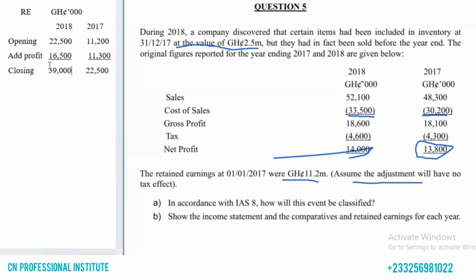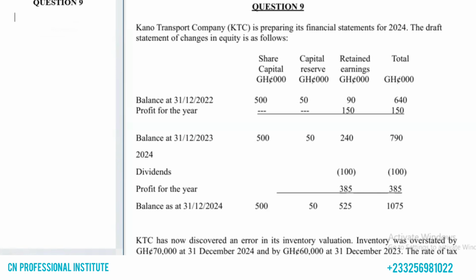So that's it. Opening for 2017 was 11,200. Then we added the net profit for 2017, 11,300, and we got 22,500. And then we brought it here because the closing for 2017 becomes the opening for 2018. So we brought 22,500 as the opening for 2018. Then we added profit for 2018, 16,500, and you're going to have 39,000 as the closing retained earnings for 2018, right? So that's it. Very, very simple. Okay, so let's get question 9.